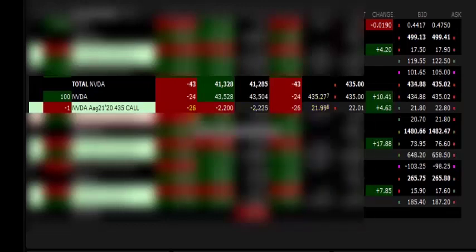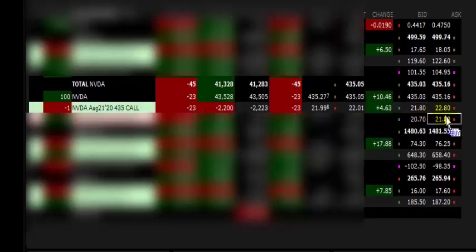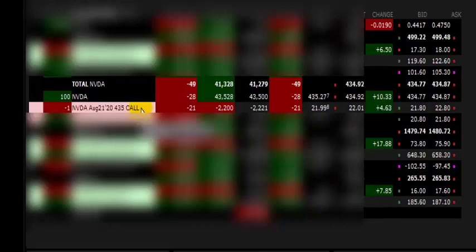And you can see it's already moving. We're down $36 on it. That's going to move all over the place because that spread, 21.80 by 22.80, that's a full dollar. And so that's the way it works. Now let's look at what happens if NVIDIA stays at 435, which is where it is today. Right now it's at 434.91 by 435.11, nice little spread in there, but it's right around 435.